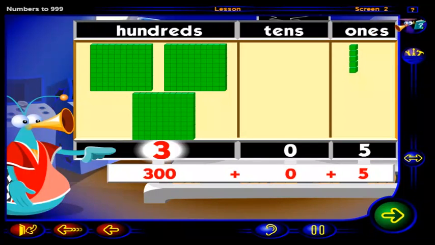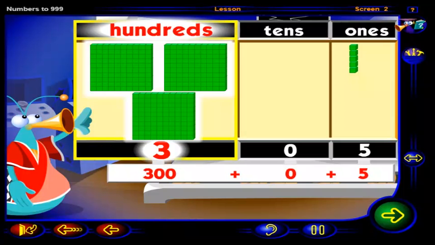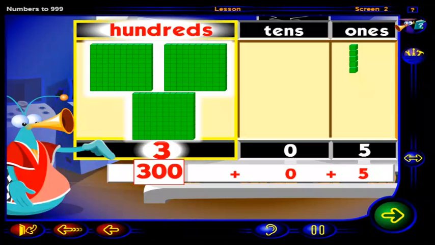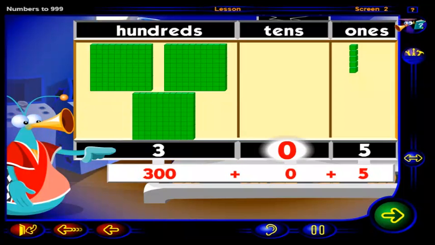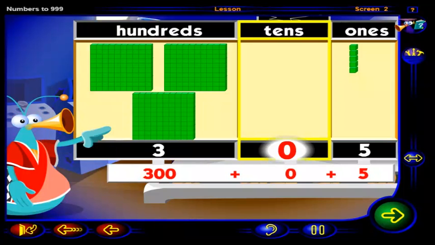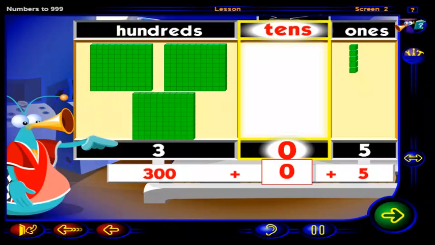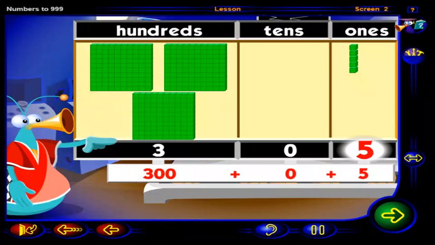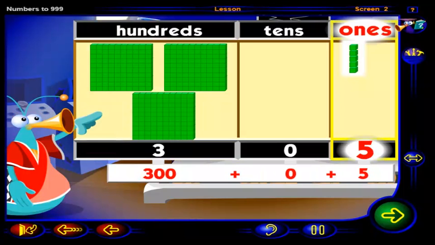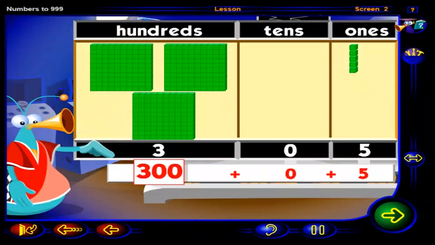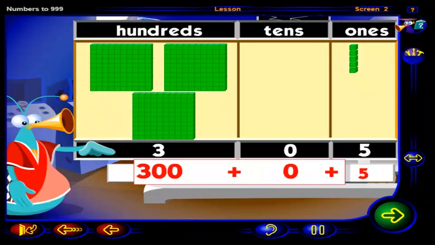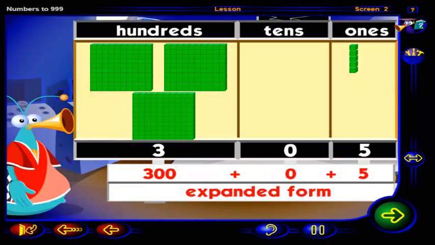The digit 3 in the hundreds place tells us that we have 3 hundreds, or 300. The digit 0 in the tens place tells us that we have 0 tens, or 0. And the digit 5 in the ones place tells us that we have 5 ones, or 5. 300 plus 0 plus 5. This is the expanded form of the number we're looking for.